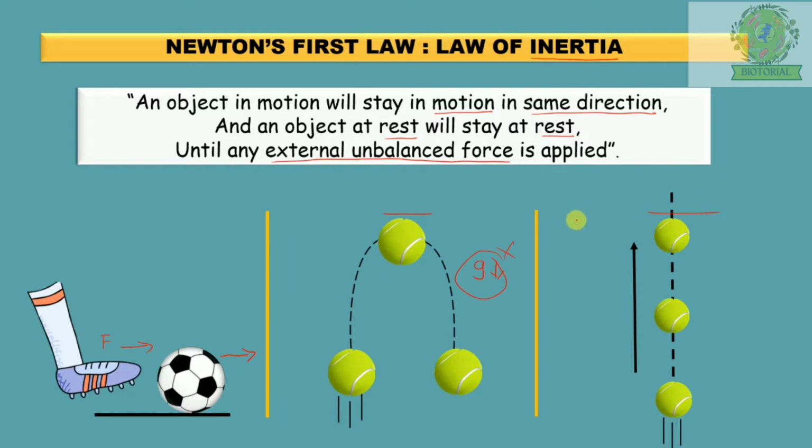So this is what the first law states: when any object is in motion, it will stay in motion and in the same direction. We saw here this ball is in motion, and it will stay in motion in the same direction. It will not change direction. And if any object is at rest, it will stay at rest. This soccer ball was at rest, and it will stay as it is until an external unbalanced force is applied, until we give some amount of force to this ball. So that simple is the first law of motion.